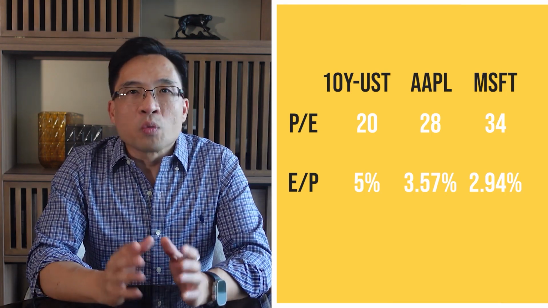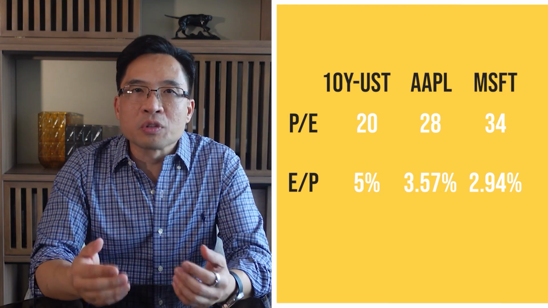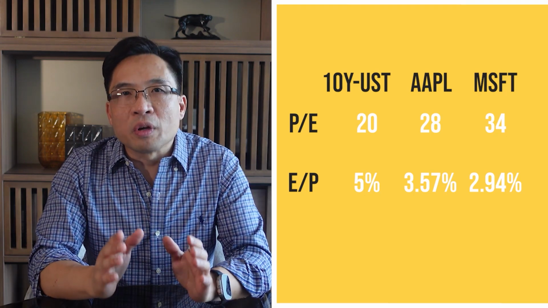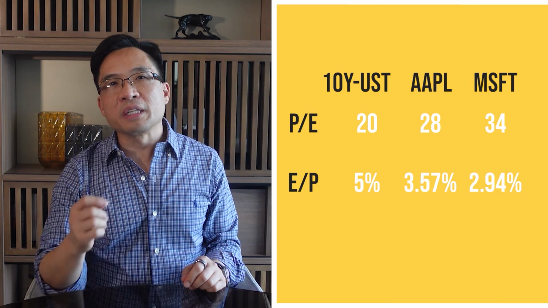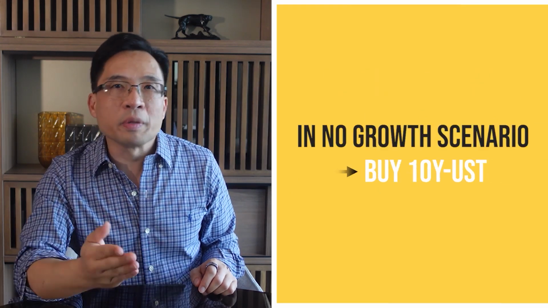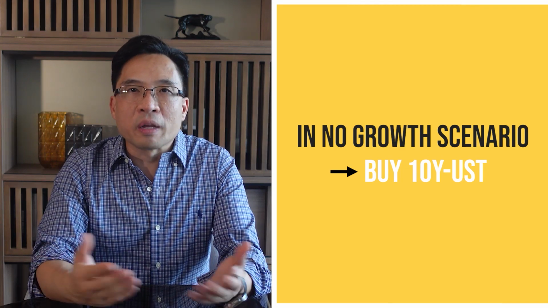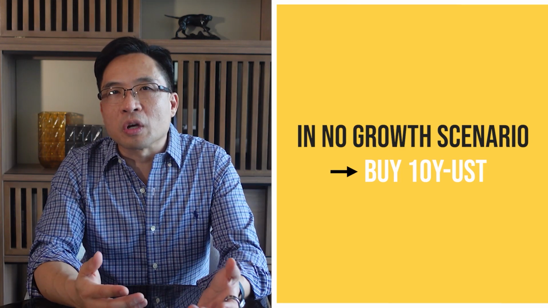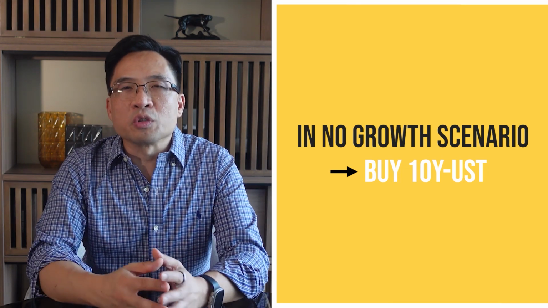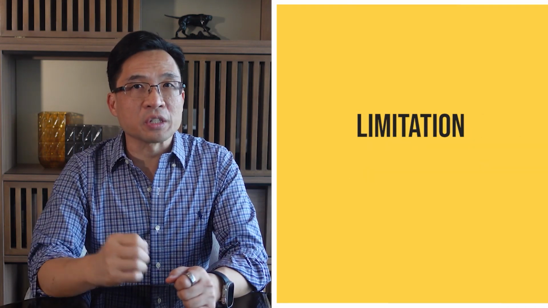In a static world where businesses don't grow, if I were to base my investment decision purely on PE, the rational purchase, given the information that we just saw, would be to buy the US Treasury, the 10-year US Treasury. If there's no growth for Apple and Microsoft, why would I pay more for stocks that carry more risk than the 10-year US Treasury? Now we know the limitation of PE ratios.